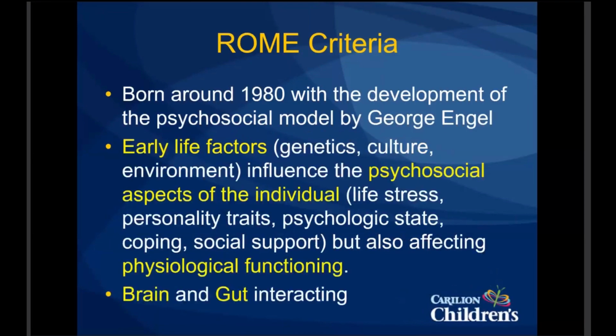The Rome criteria is a diagnostic criteria developed originally, and the pioneer was George Engel, back in 1980. He developed what we call a psychosocial model regarding the patient: early life factors like genetics, culture, and environment, which influence the psychosocial aspects of the individual, like life stressors, personality, psychological state, how the person copes with situations, and social support, but also affect the physiology of the GI tract and its functioning. So there is a brain and gut interaction in these conditions.